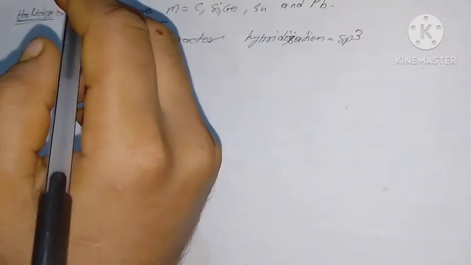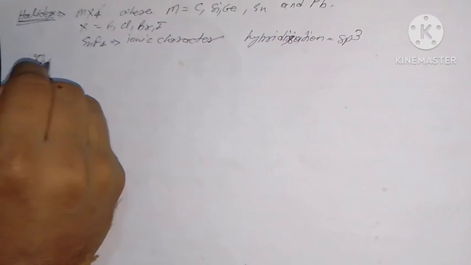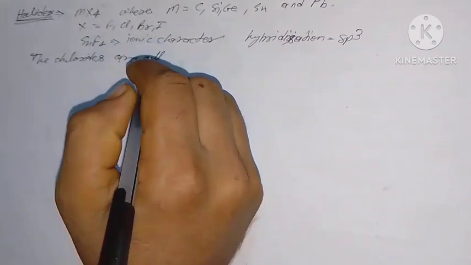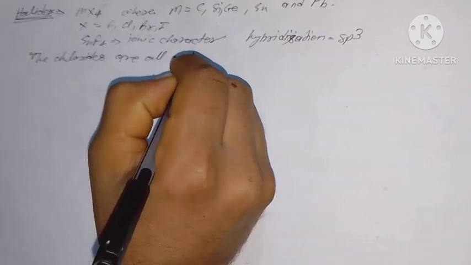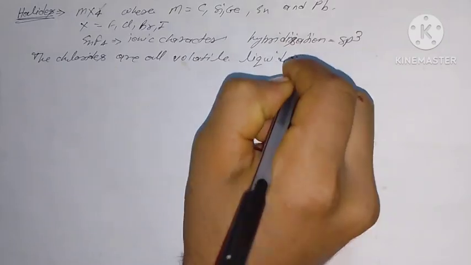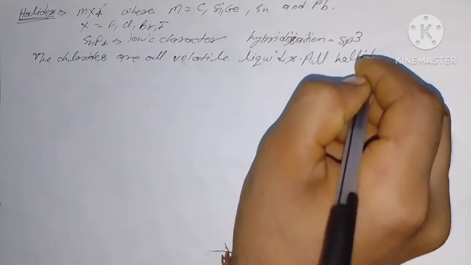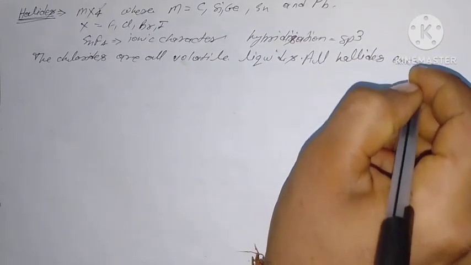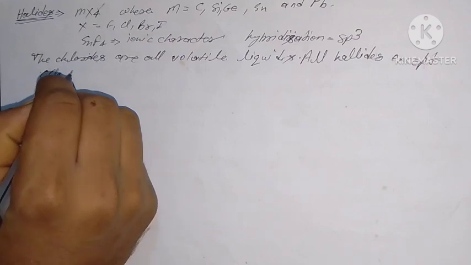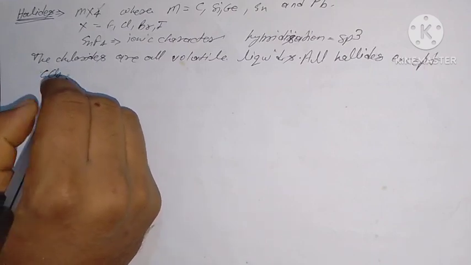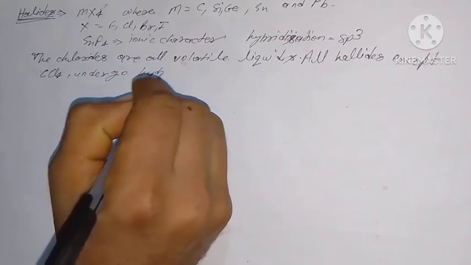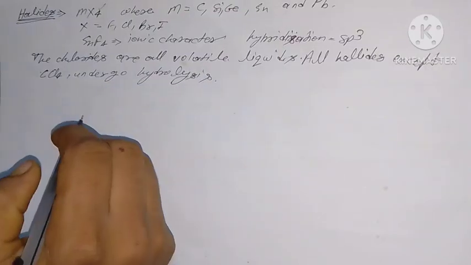The chlorides are all volatile liquids. Okay, all halides except carbon tetrachloride undergo hydrolysis.